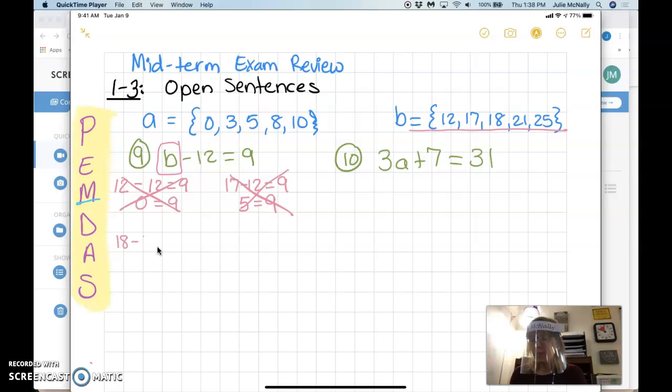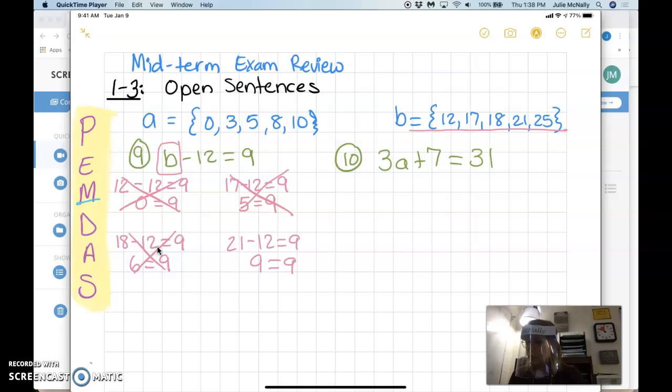Okay, so just keep plugging the numbers in and see when you get the two sides to equal each other, then that's your answer. 18 minus 12 is what? 6. Does 6 equal 9? No. It's 21. I think you're right. That's next, so let's do it. 21 minus 12, and 21 minus 12 is 9. Does 9 equal 9?